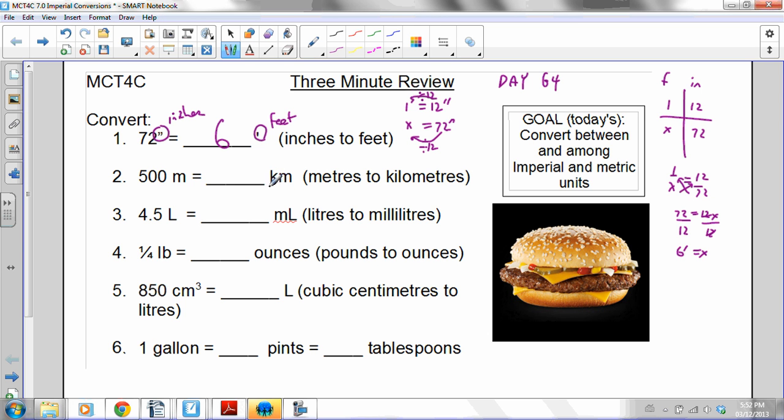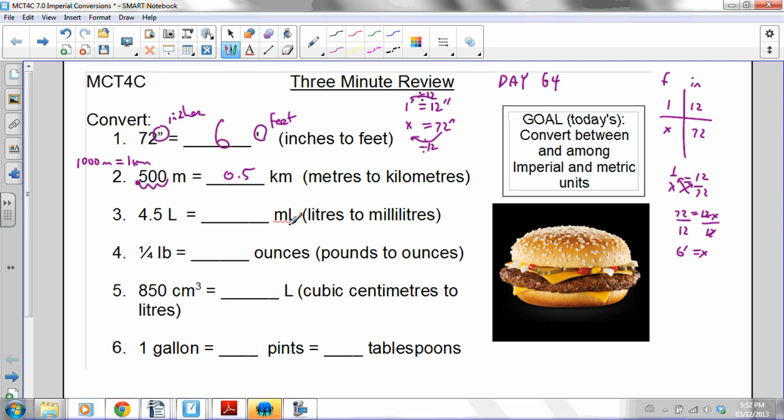500 meters to kilometers. Well, meters are short compared to kilometers, so this number is going to get smaller. And remember, the idea is it's 1,000 meters in 1 kilometer. So this is just 0.5. I can just move the decimal place there, right? 1, 2, 3 spots, 0.5.